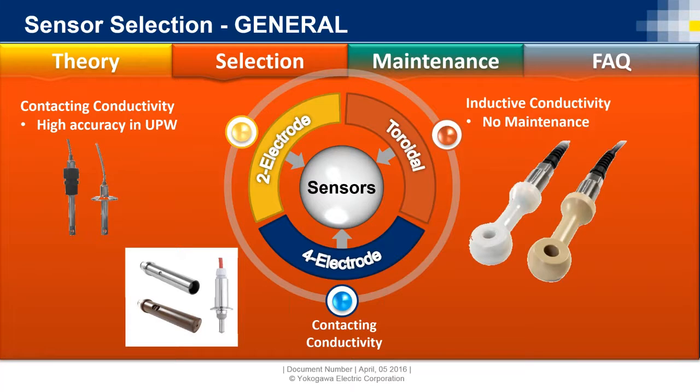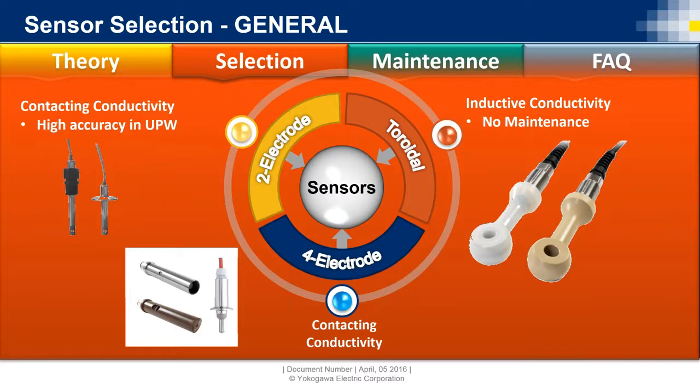And then you have the toroidal or electrodeless, which is the donut. Again, with the contacting, you have to make sure you have the right cell constant chosen for your application, and I'll show you that in just a moment. And with inductive, there is only one sensor for the most part. So with contacting, we're more cautious, and we have to be aware of what our measurement range is to make sure we pick the right cell constant, the right contacting sensor.